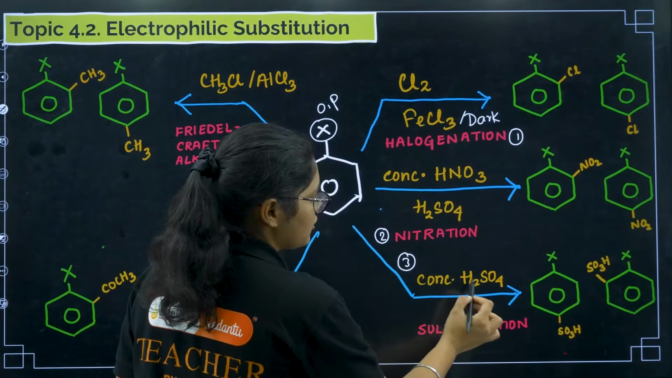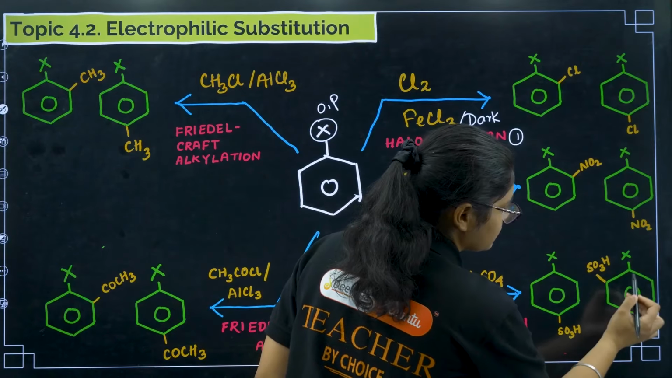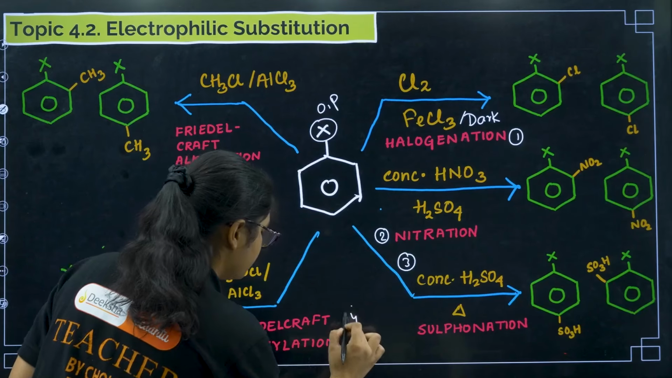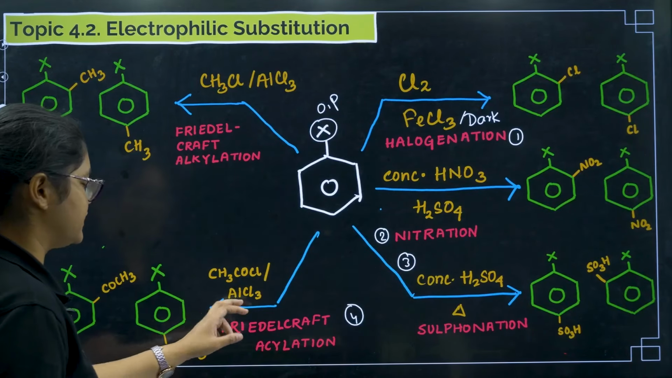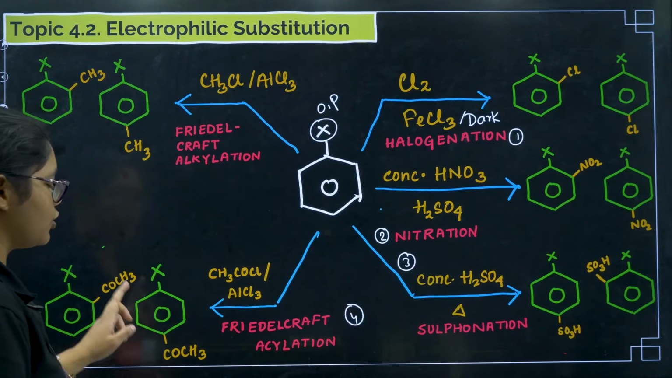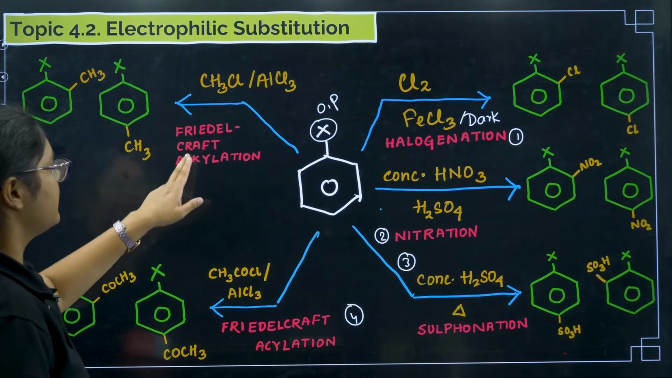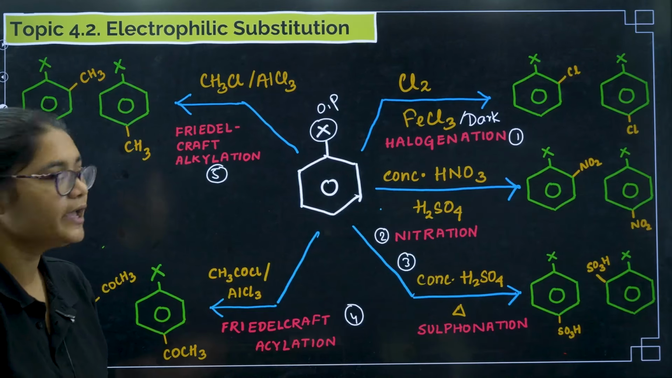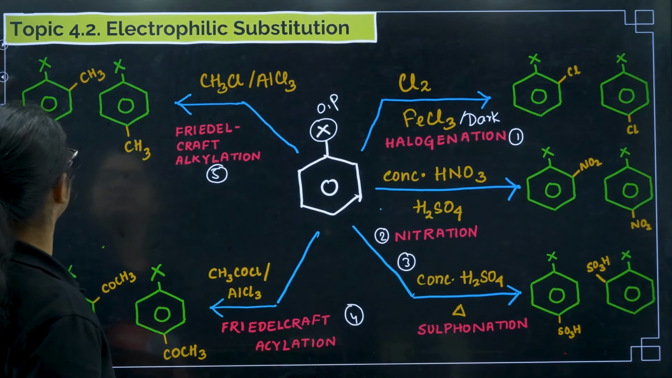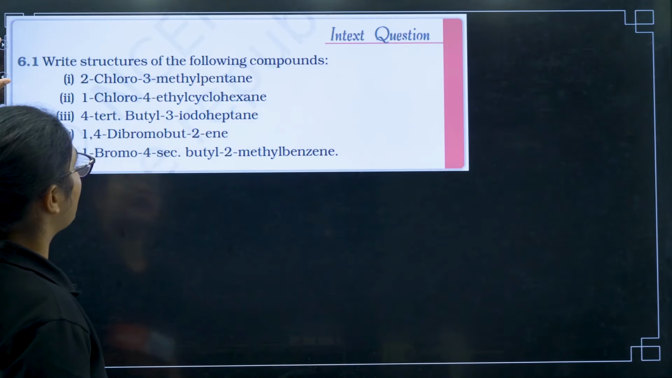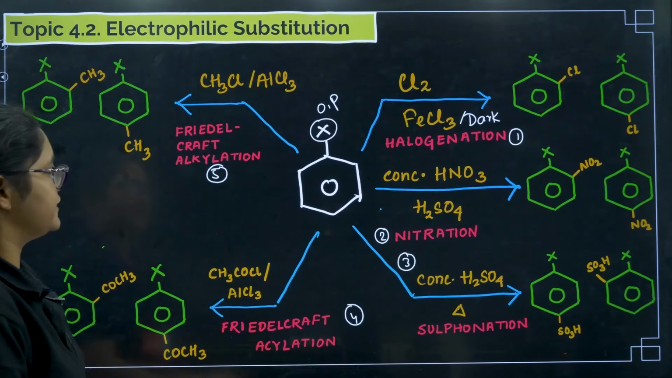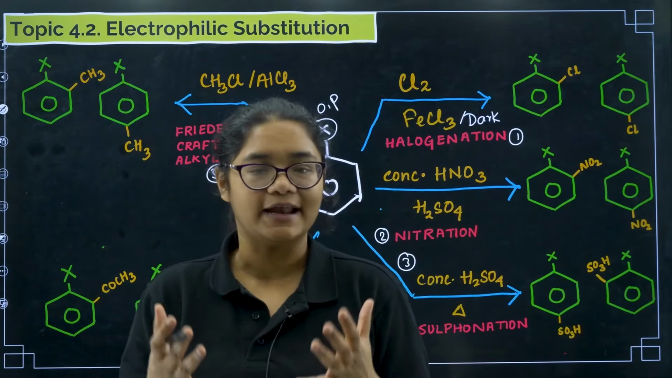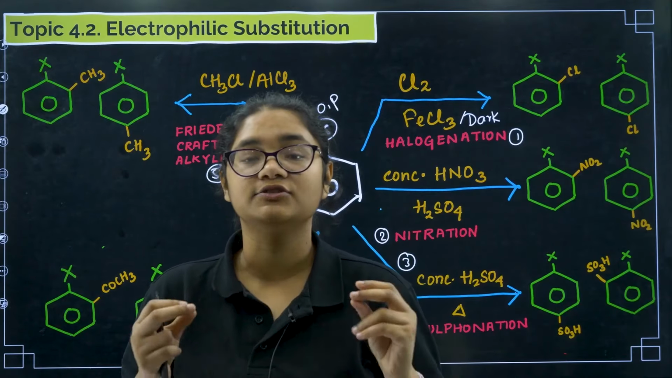Third one is sulfonation, concentrated H2SO4. You will get SO3H at the ortho and para positions. Next we have Friedel-Crafts acylation, CH3COCl, AlCl3, this one will also give you ortho and para substitution. Then Friedel-Crafts alkylation, this one will also give you ortho and para substitution. Okay, so this was very easy, electrophilic substitution reactions. Yes, that's all the reactions of haloalkanes and haloarenes. Now we will move towards solving the questions.